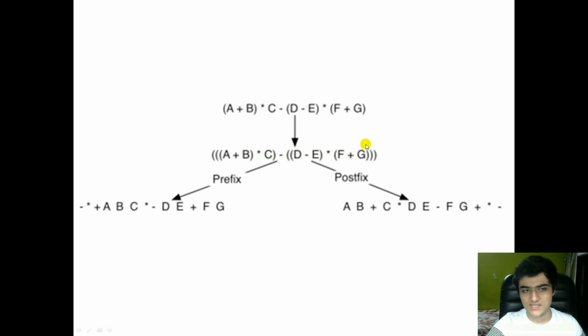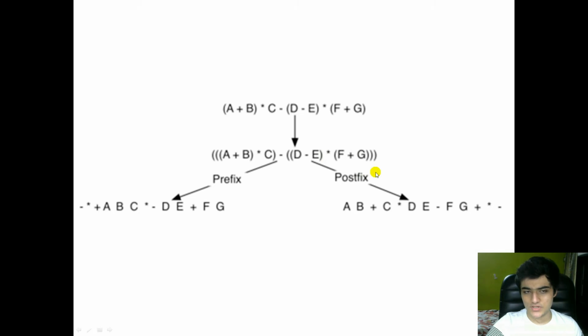Then we move on to the right side of the expression, which means a multiplication due to the parenthesis. Then the minus, then d, e, then plus, f, and g. This is the prefix notation of the expression.